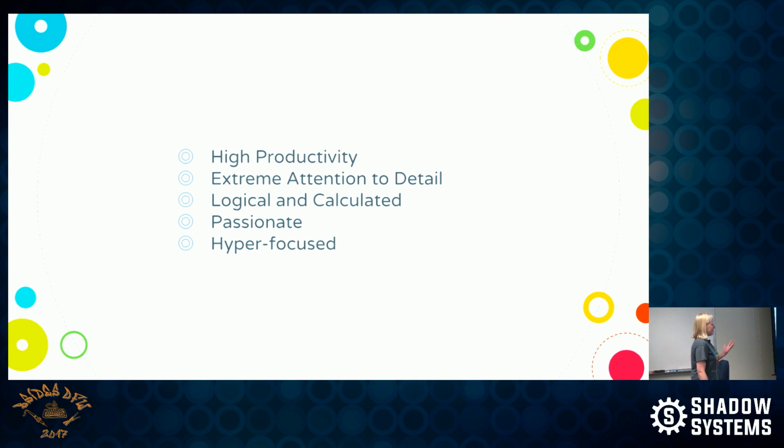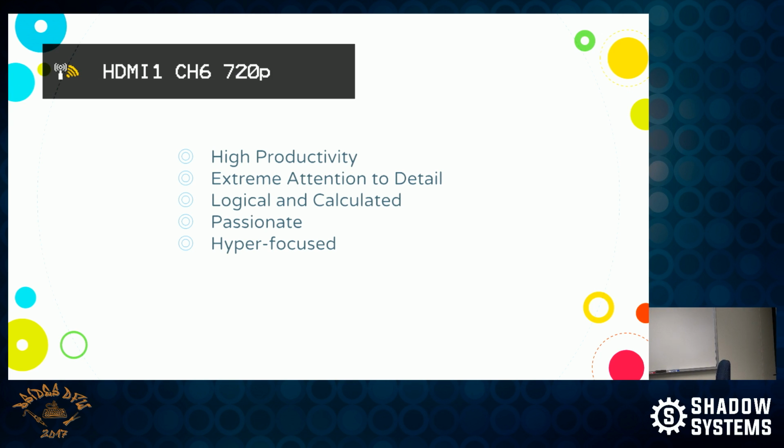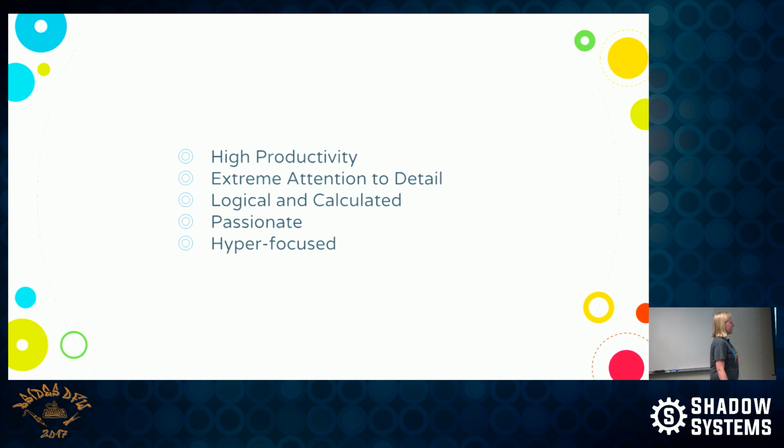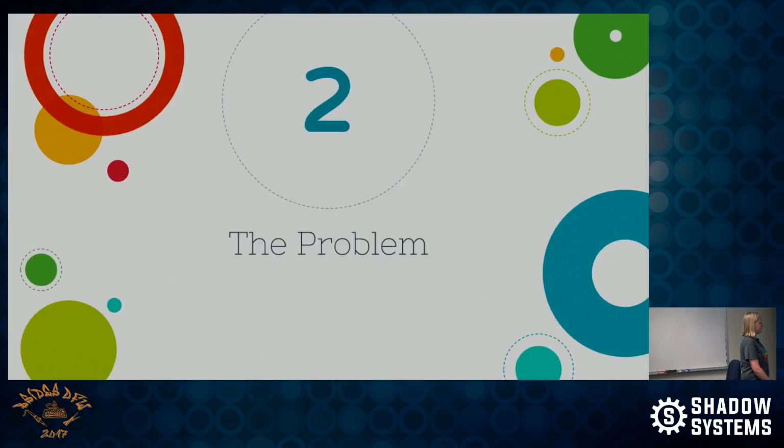So high-functioning autistic individuals typically exhibit traits such as this and technical difficulties. Or it doesn't want to connect. Yeah, temporarily, at least. They exhibit high productivity, extreme attention to detail. They're typically logical and calculated, highly passionate about the work they do, and hyper-focused on any task they're assigned. As I said, these are high-functioning autistics.